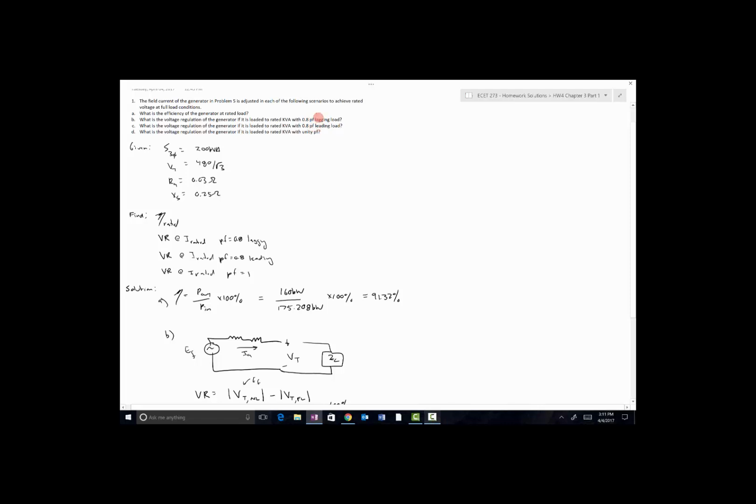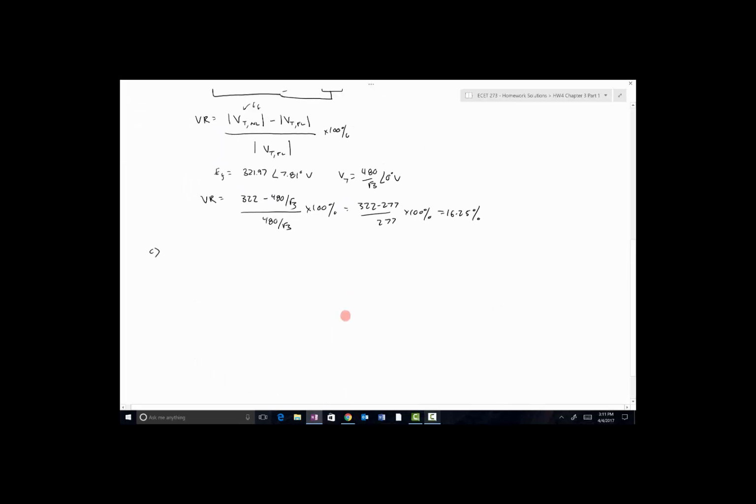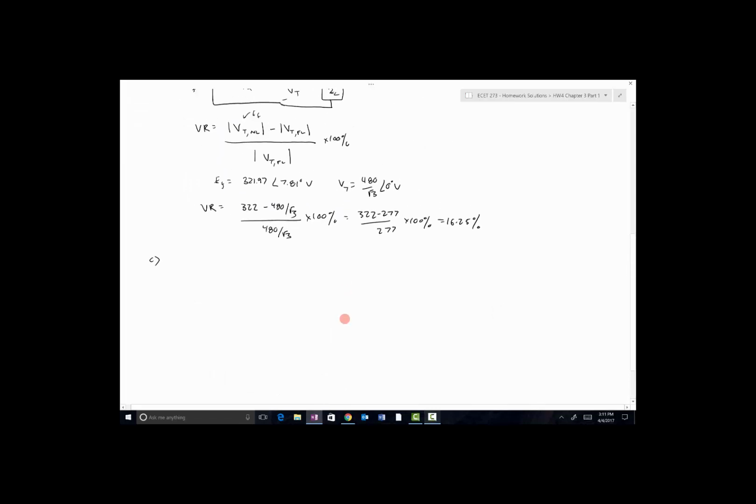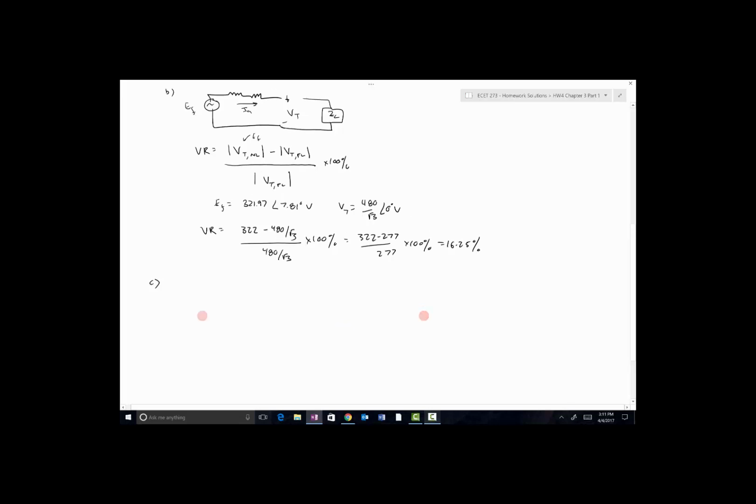So in each of these cases, we need to recalculate EF because terminal voltage is being delivered at rated voltage, and that's achieved by adjusting EF here. So VT is staying constant, EF is changing in this problem statement, and I know that because of that sentence right there. So sorry about that. Okay, there we go. So in part C, I need to recalculate what EF needs to be to maintain VT constant under this new loading condition.